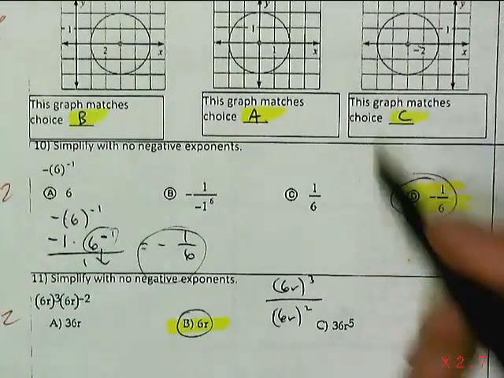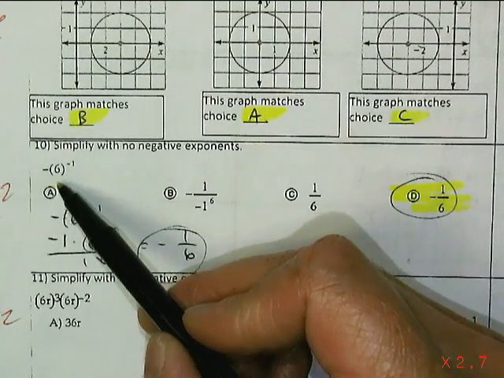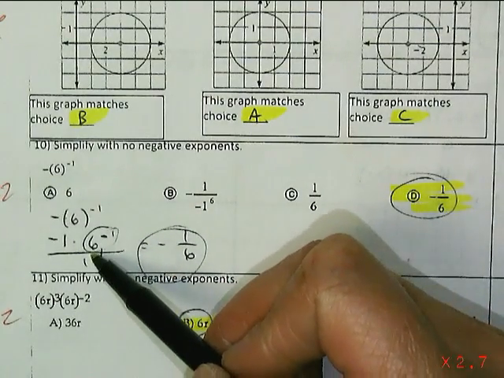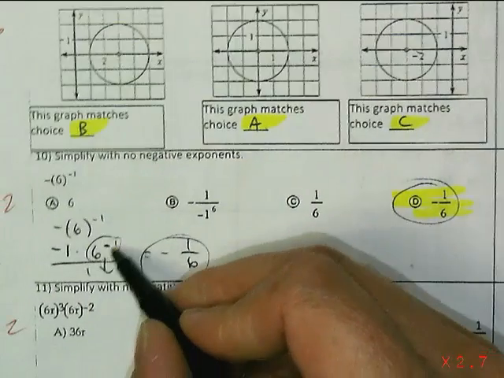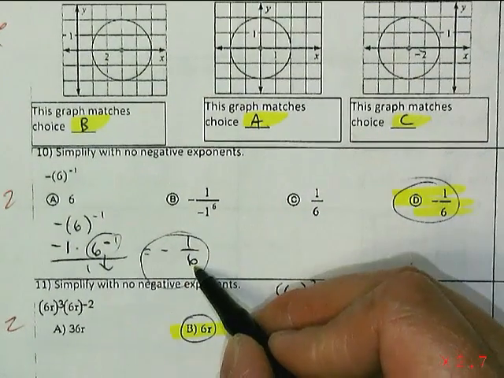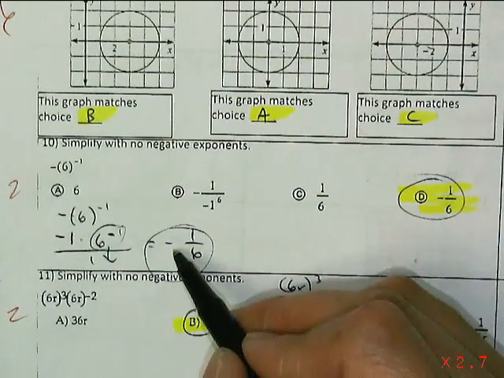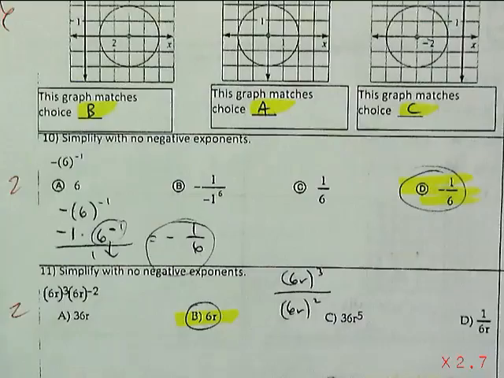Question number 10, simplify with no negative exponents. So notice how it's a negative 1 times 6 to the negative 1 power. The 6 to the negative 1 power just simply means move this 6 to the denominator, take off the negative sign, and that negative 1 is kind of like a negative 1/6. So D is your answer.